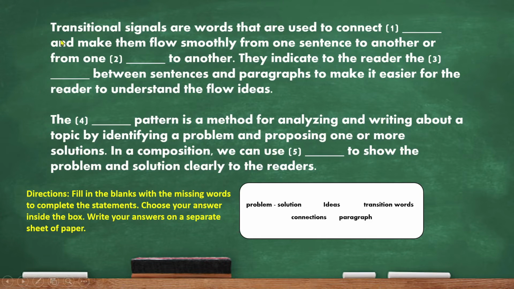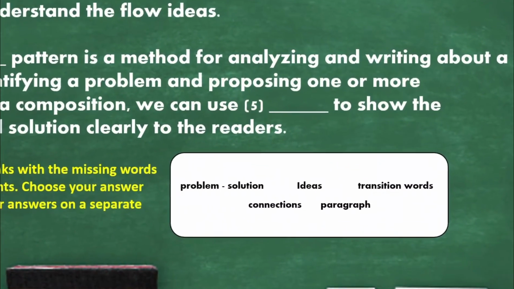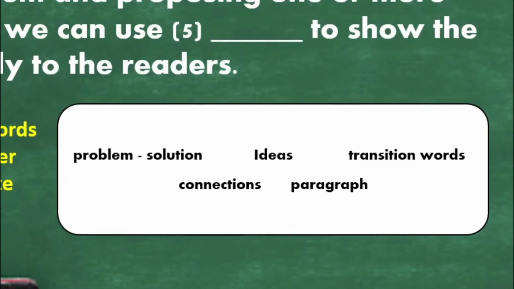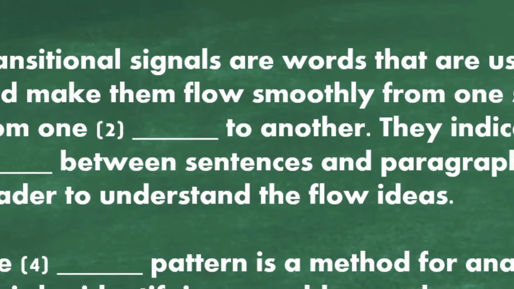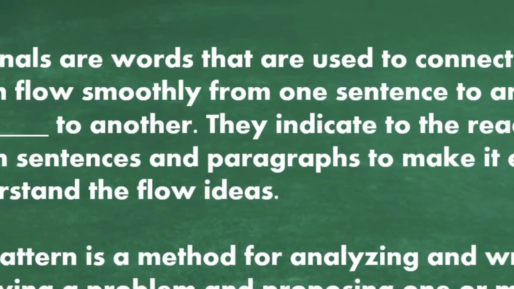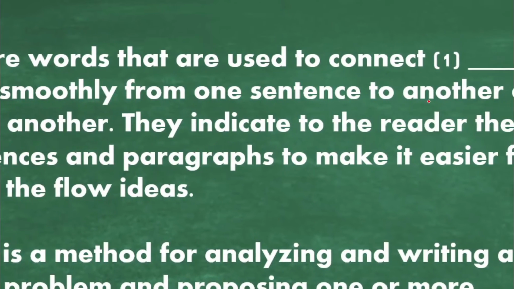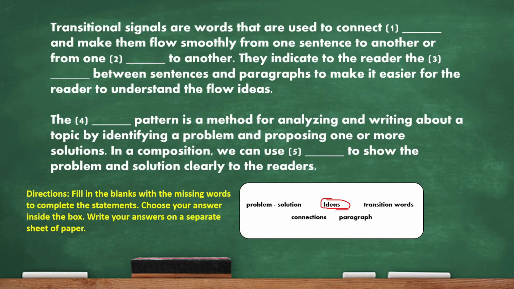Directions: fill in the blanks with the missing words to complete the statements. Choose your answer inside the box. Write your answers on a separate sheet of paper. So here are your choices: problem solution, ideas, transition words, connections, and paragraph. Okay, let's proceed. Transitional signals are words that are used to connect, number 1, blank, and make them flow smoothly from one sentence to another or from one blank to another. What's the answer in number 1 and number 2?